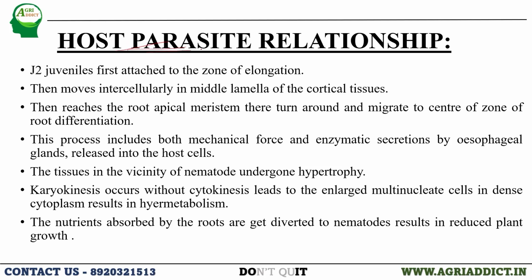The parasitic relationship mainly includes how the root knot nematode is able to establish its feeding site in the host plant. The J2 stage, which is the most infective stage in root knot nematodes, will start attaching to the zone of elongation of the roots. Then it starts moving intercellularly in the middle lamella of the cortical tissue.